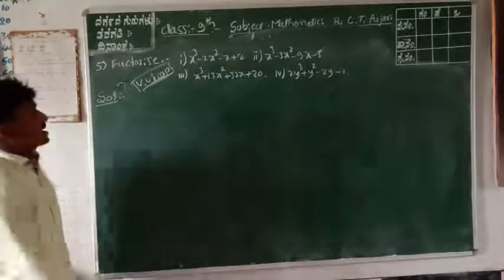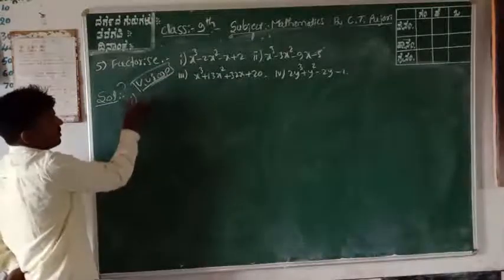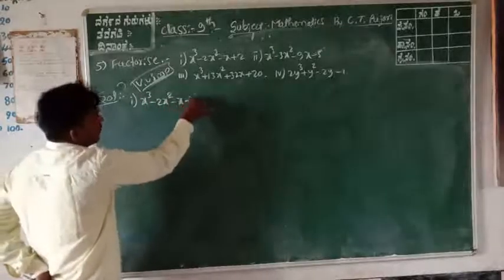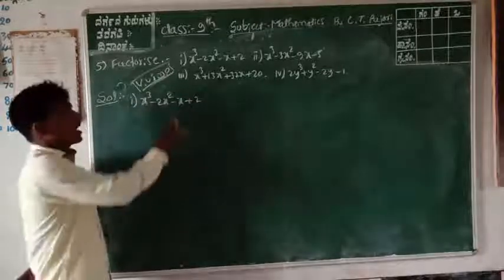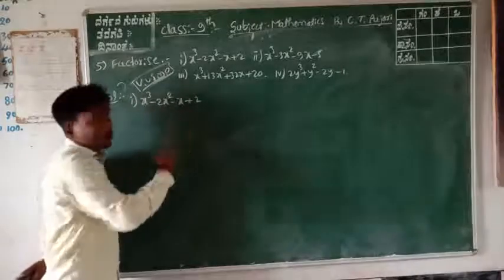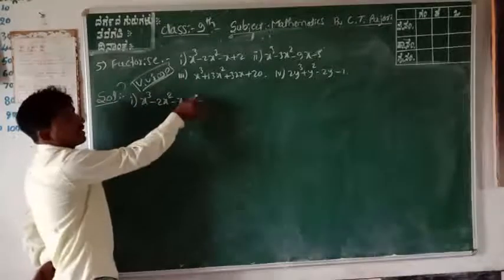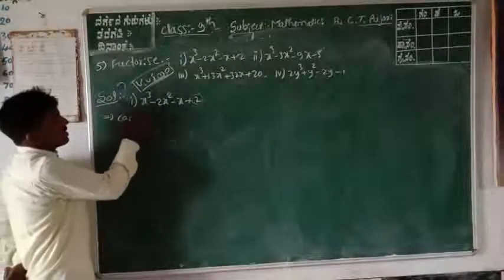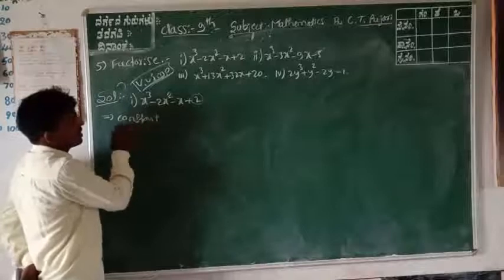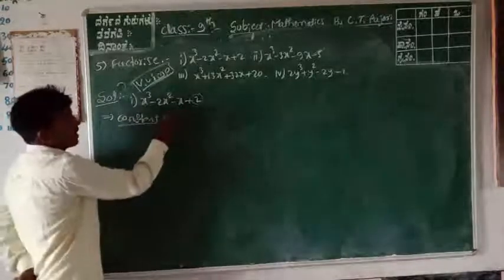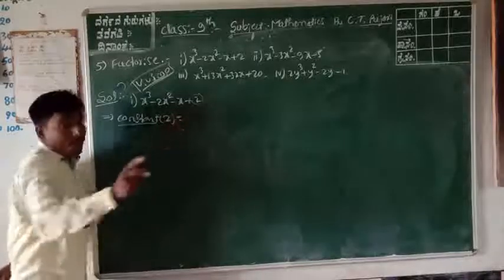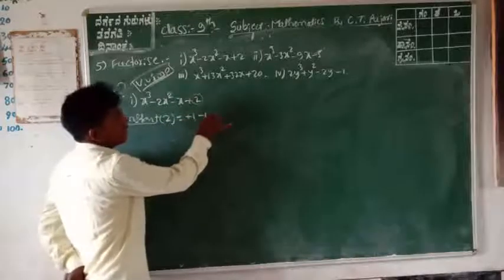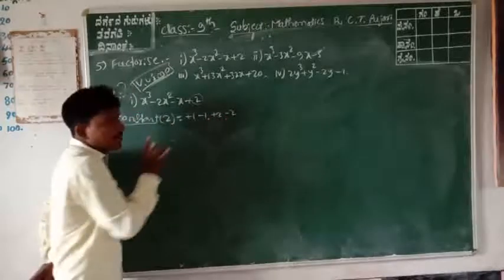The method is, I consider the first one: x raised to 3 minus 2x square minus x plus 2. When you consider a cubic polynomial, you consider the constant term. The constant is 2. What are the factors of 2? The factors of 2 are plus 1, minus 1, plus 2, minus 2.